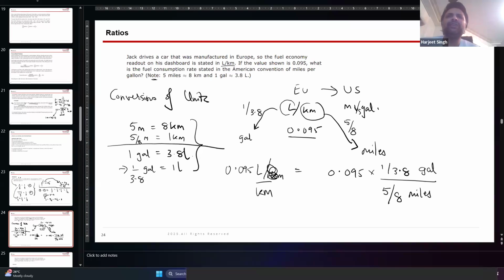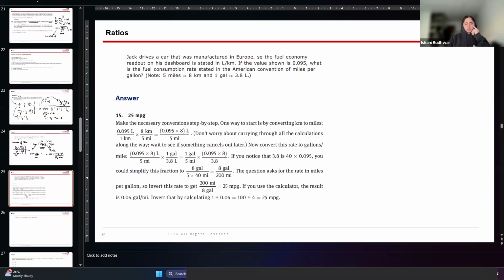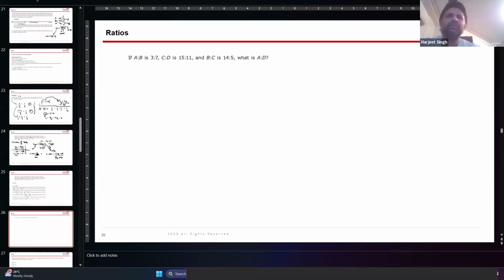And similarly, we know 1 kilometer is equal to 5 by 8 miles. And that is what we substitute as these factors for conversions. And this is what we end up getting. So that's how we set it up and solve this problem.